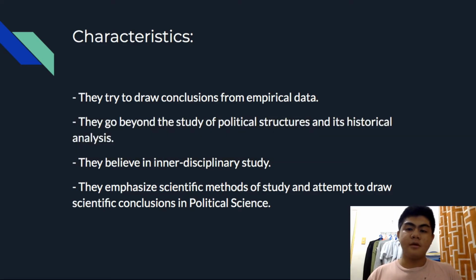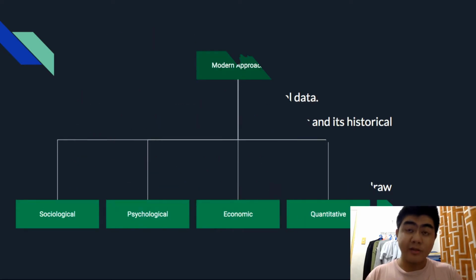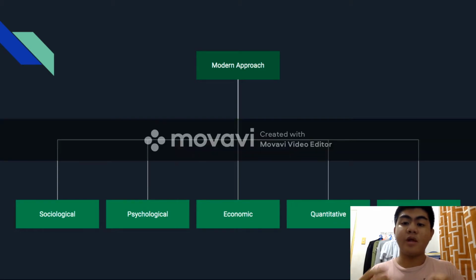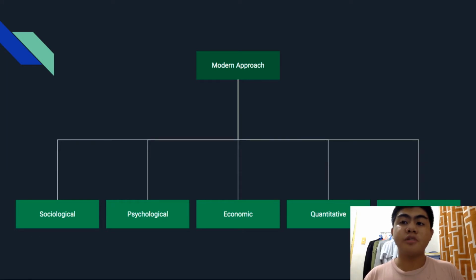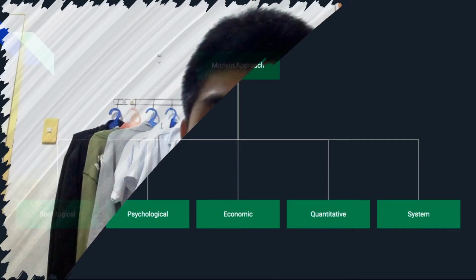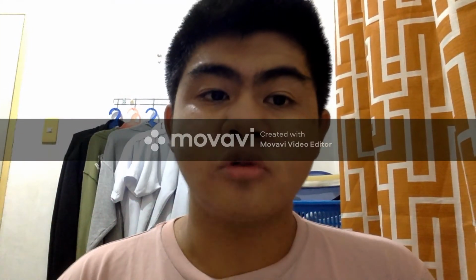So, in this slide, here is the diagram of the following approaches in modern approach to comparative government and politics. As you can see on the screen, it leads to 5 subcategories related to modern approaches. And without further ado, I will turn over to the other members of my group to present the different types of modern approaches in politics.